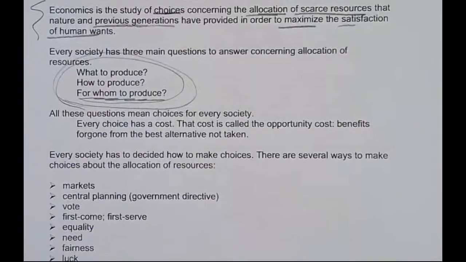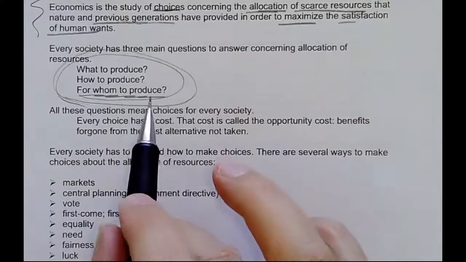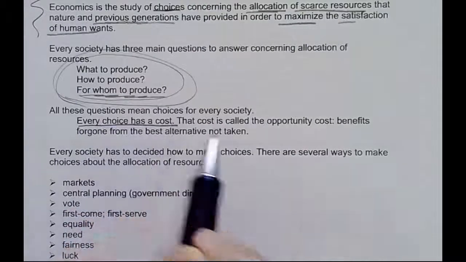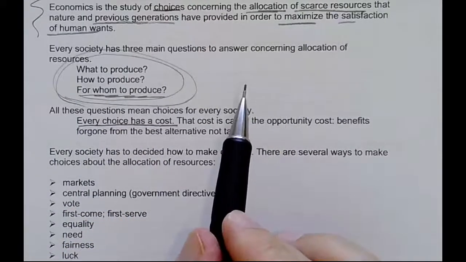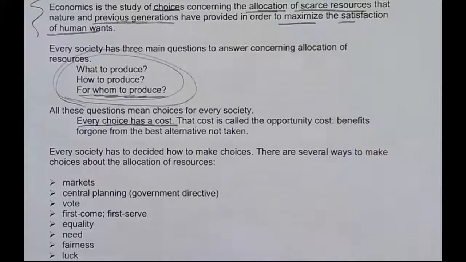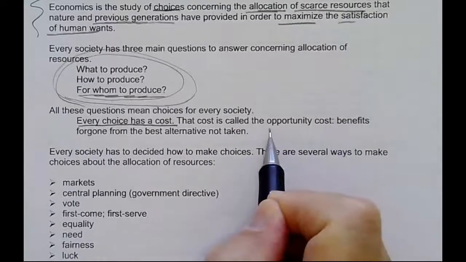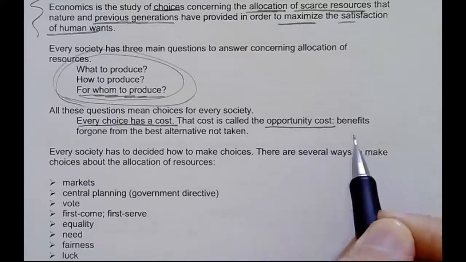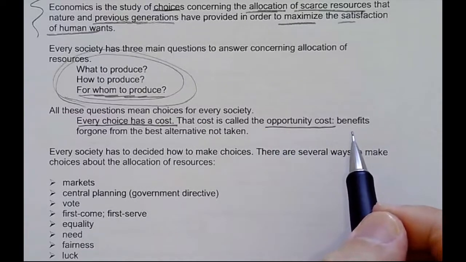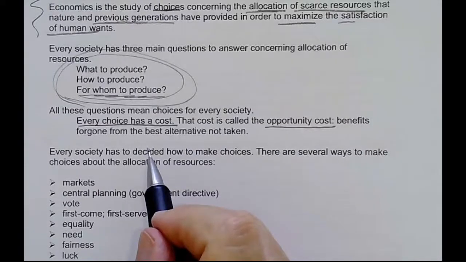And any time we're going to make a decision, we're going to make a choice, there is going to be a cost. Something has to be given up. If we're going to use these resources to make more cars, then they cannot be used to make more Frisbees. And that cost is called the opportunity cost. And whenever the word cost is used in this class by itself, that means opportunity cost. And that is the benefits foregone from the best alternative not chosen.